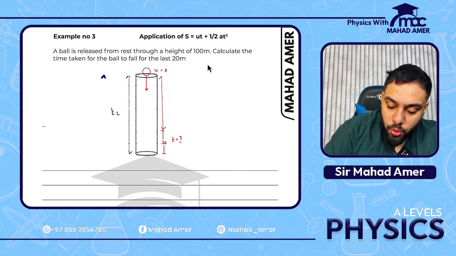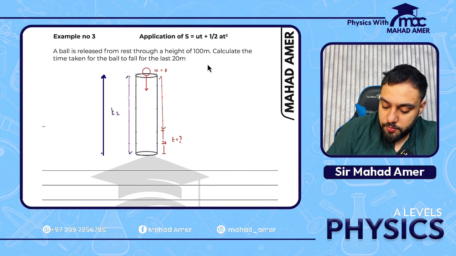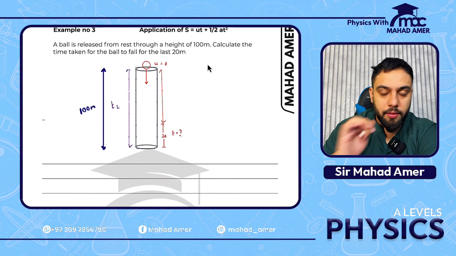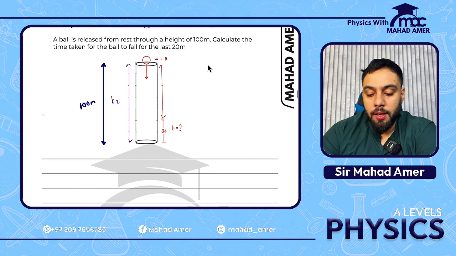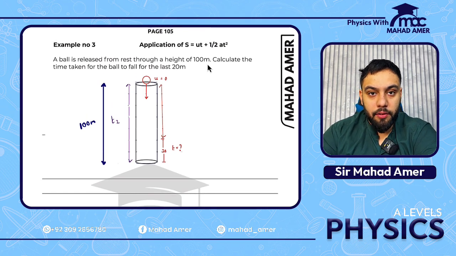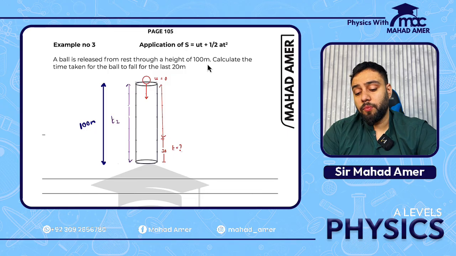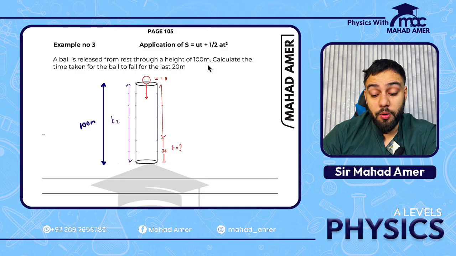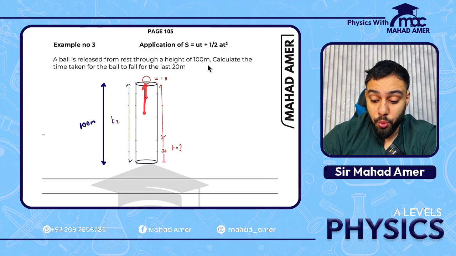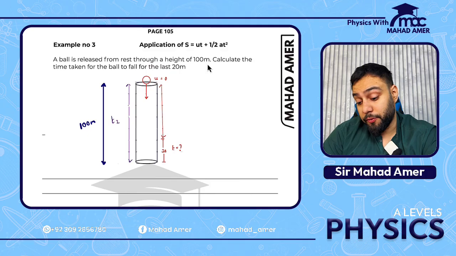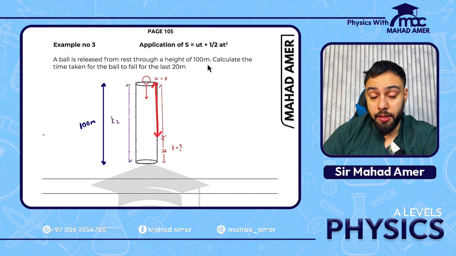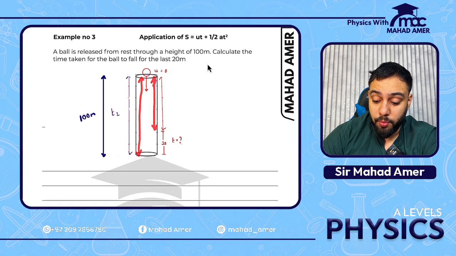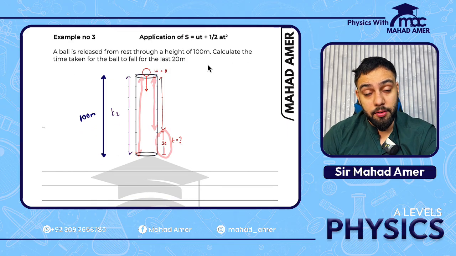The height of the whole thing is given as 100. Now, initial velocity is given as 0. Think about it once again. Now listen to me. For such a question in which you need a time for the last part of the journey, you actually have to first find the time for the whole journey. Then you have to find the time for the first part of the journey. Then subtract that from the total, and then you can get the time for the last part of the journey.